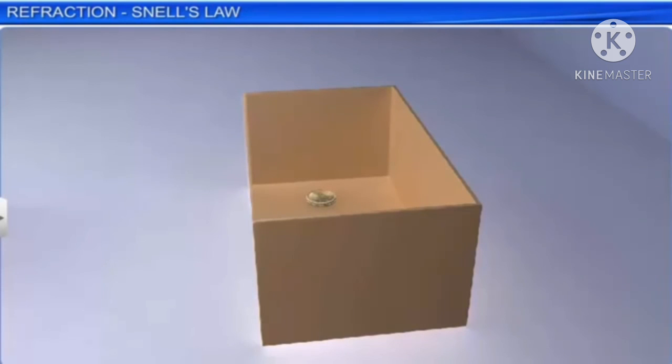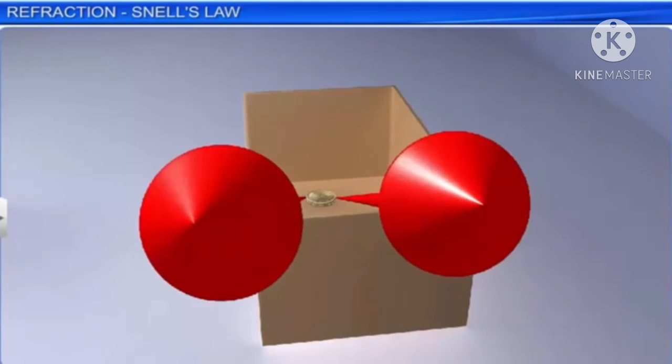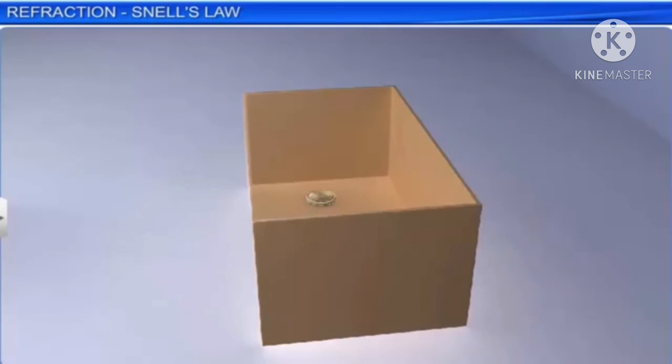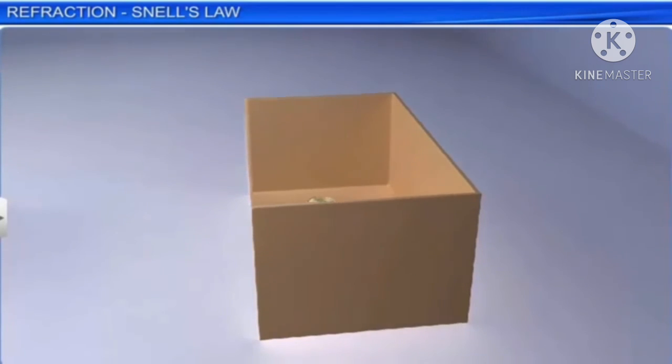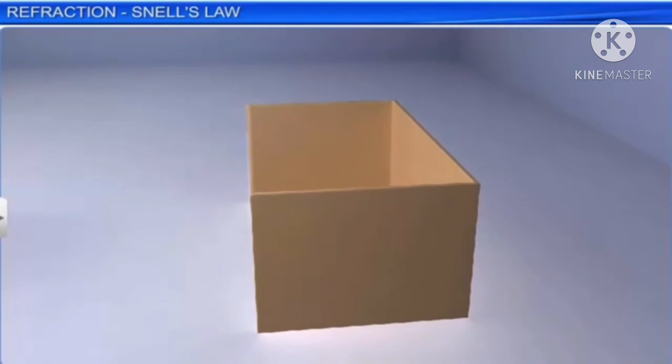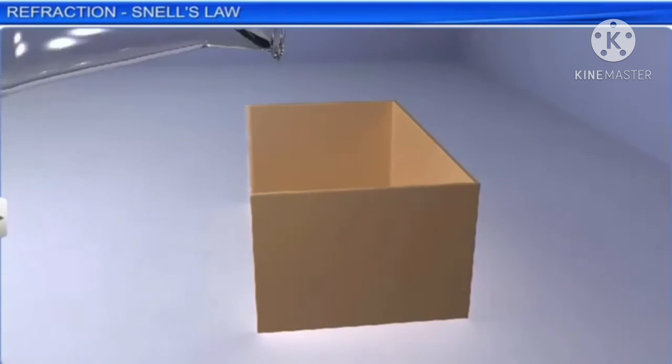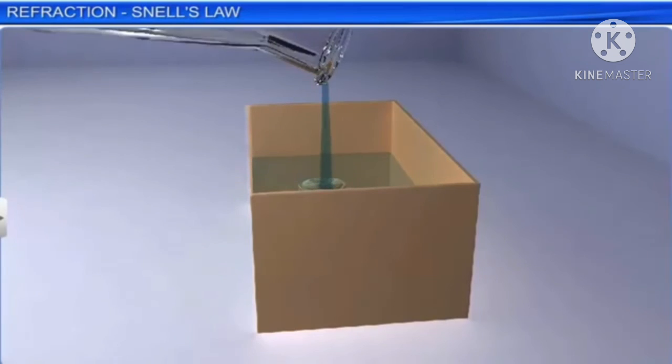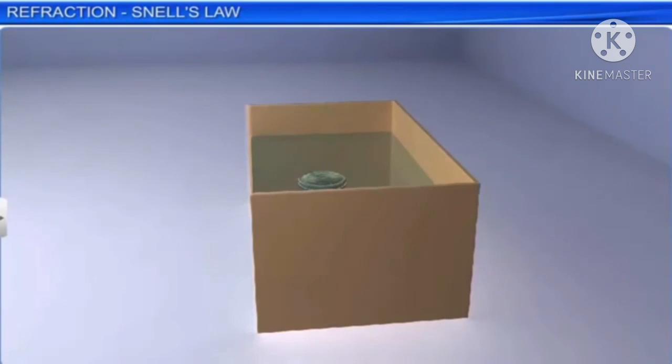Observe the coin placed in an empty container. Rays from the coin enter the eye and make it visible. If the eye is lowered, at some point, we lose sight of the coin. As water is filled in the container, the coin is visible again. This is due to refraction of light.